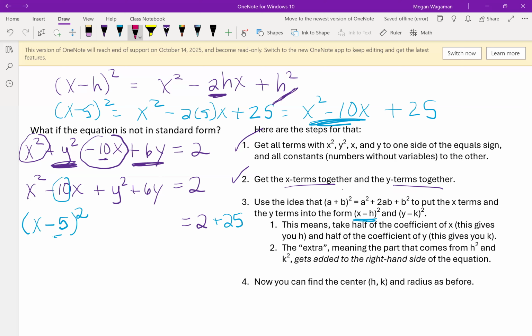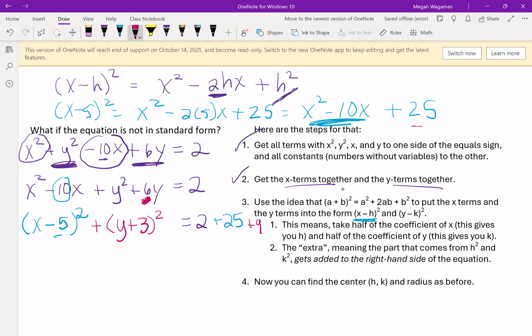Same idea with the y. So I'm going to take my y plus something squared. Again, the something is going to be half of this number, so it's going to be a 3. But when I square that 3, I'm going to have an extra 9. So again, to keep things in balance, if I'm making it (y plus 3) squared, I have an extra 9 on the left-hand side. I also have to add that 9 to the right-hand side. So now we're really close.